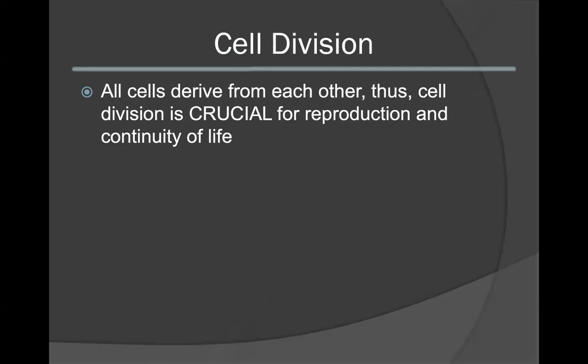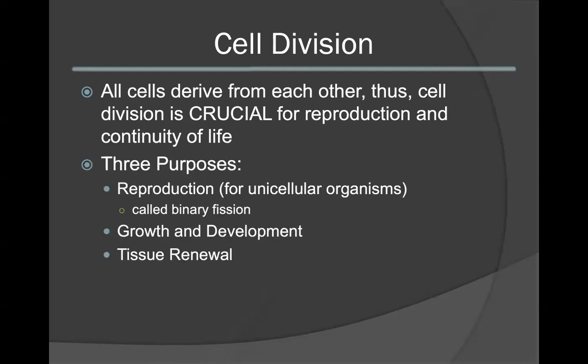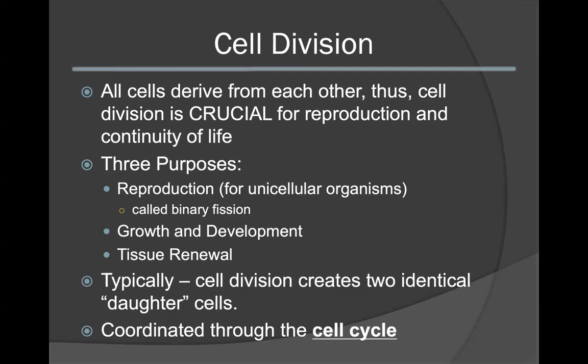There are many purposes to cell division, such as reproduction, which is particularly important for unicellular organisms to reproduce. Cell division is also important for growth and development and for tissue renewal. In the process of cell division, typically two identical daughter cells are created. This is a highly coordinated process that is controlled through the use of the cell cycle.